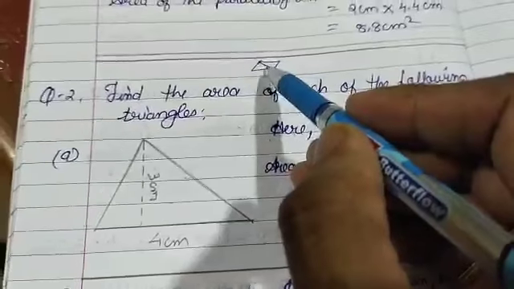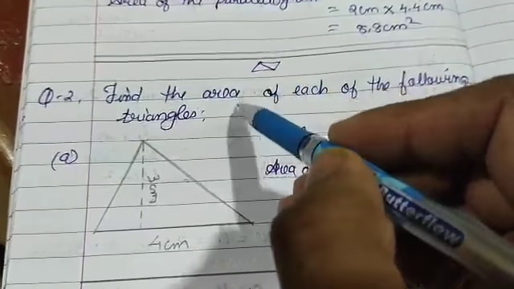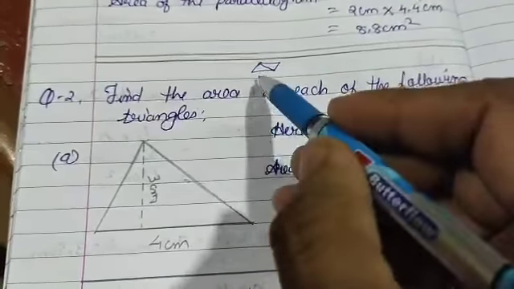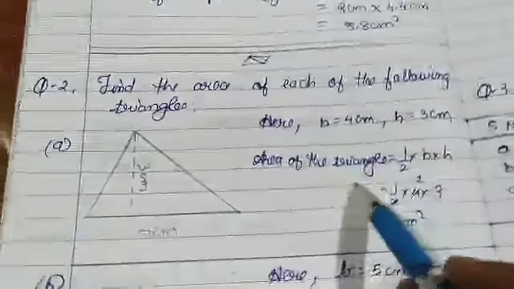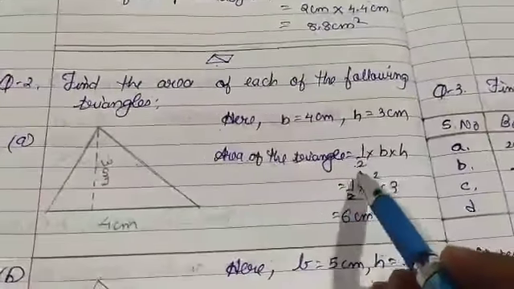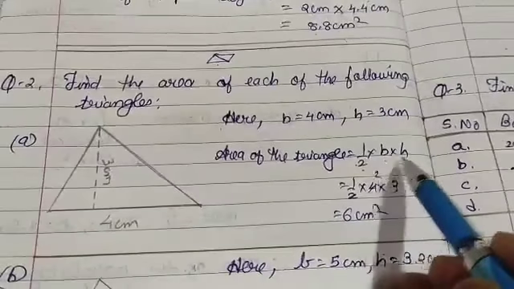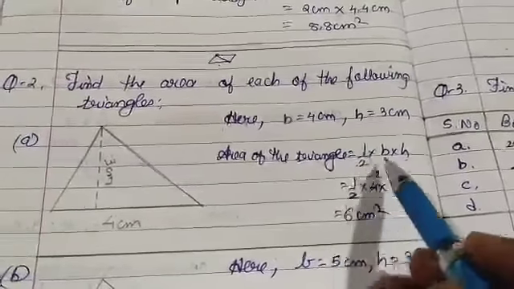So area of parallelogram is base into height. So what will be the area of triangle? It should be half of base into height. So it's very simple, dear student, just take half of the parallelogram, that is base into height. The area of a triangle is half of base into height.